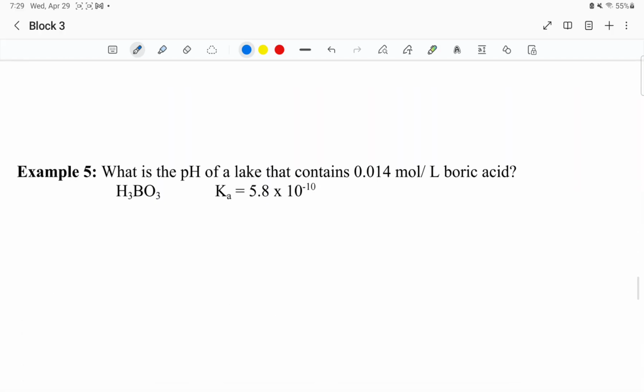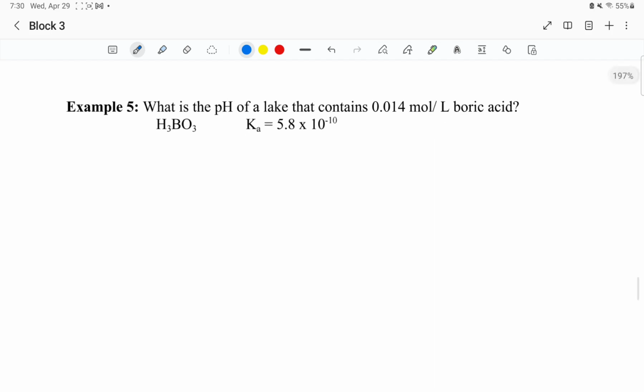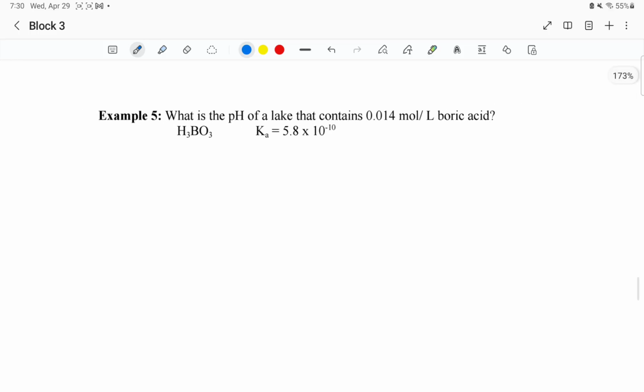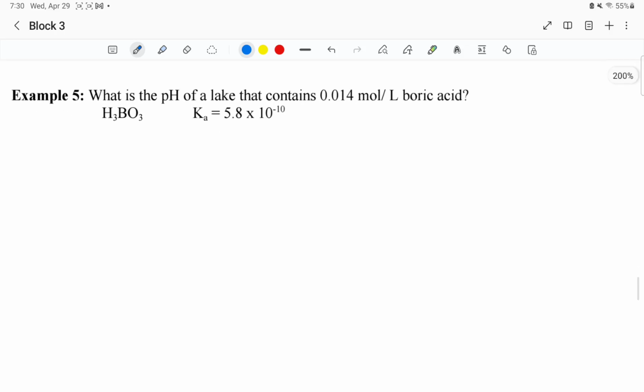Last one. Example number 5. What is the pH of a lake that contains 0.014 mole per liter of boric acid? It gives us that the Ka of boric acid is 5.8 times 10 to the -10. All right, so let's do that real quick. First step, always the assumption check. Here we go.